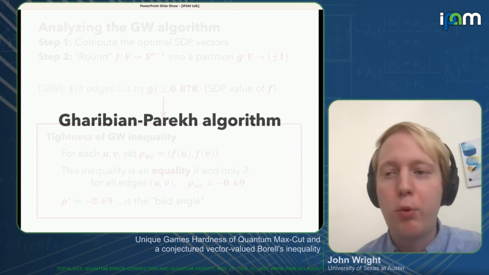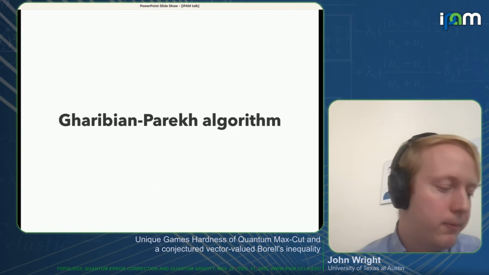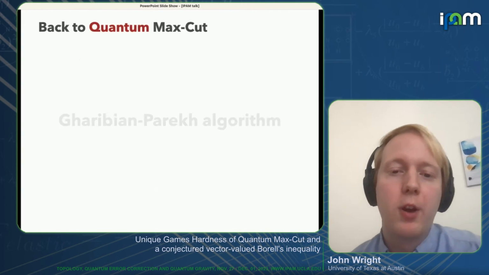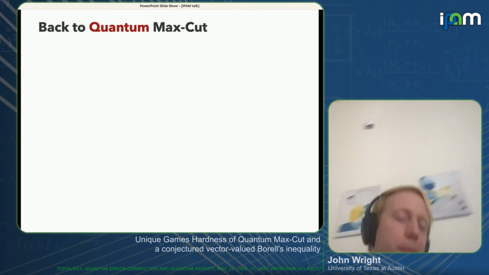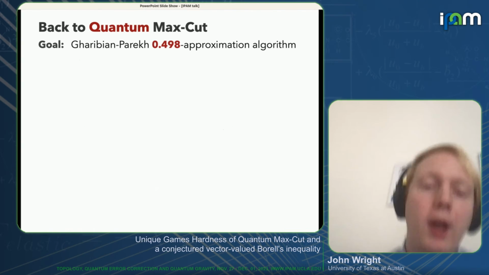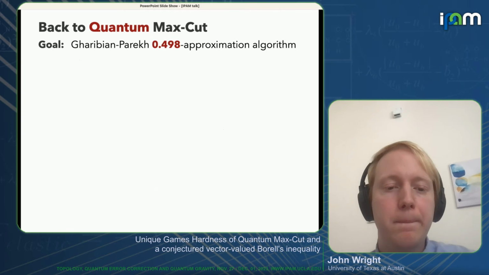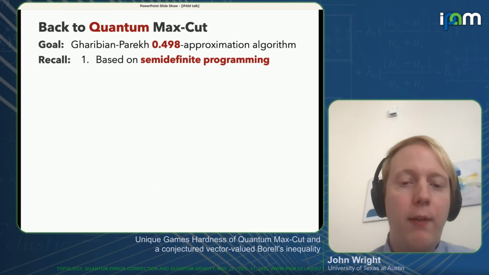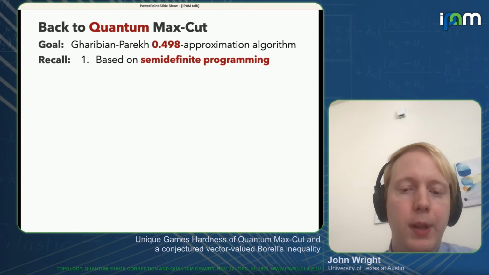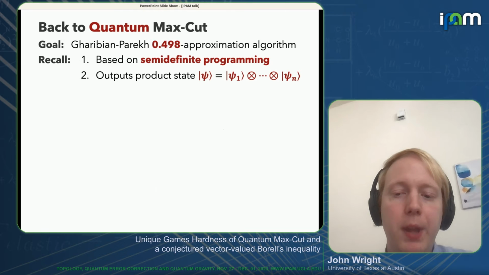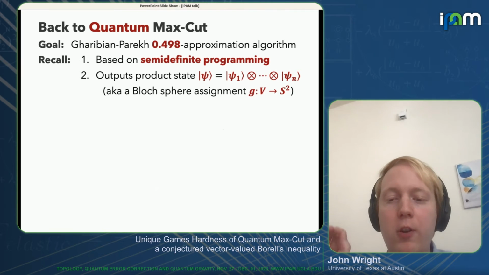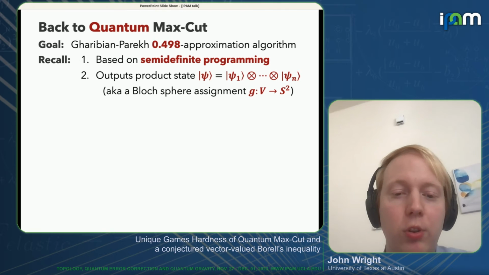Now let me tell you the Gharibian-Parekh algorithm for quantum Max-Cut. So let's go back to the quantum Max-Cut problem. Our goal now is to tell you about their 0.498 approximation algorithm. Let me recall, it's based on the level 1 SDP, and it always outputs a product state. And what's a product state? Well, it's none other than a Bloch sphere assignment. So it maps the vertices V into the three-dimensional unit sphere.